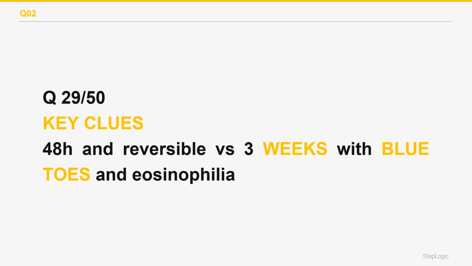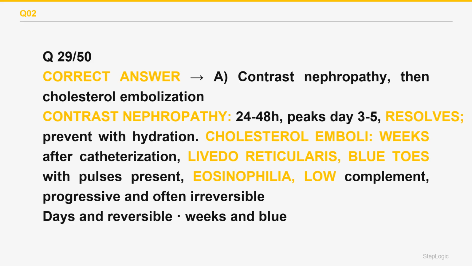embolization is a mechanical and inflammatory event. Catheter manipulation dislodges atheromatous plaque, and cholesterol crystals shower distally over weeks, producing progressive renal impairment with livedo reticularis, blue toes with intact pulses, eosinophilia, and low complement. Reversing the two, as choice B does, contradicts both the timing and the skin findings. The correct answer is A.